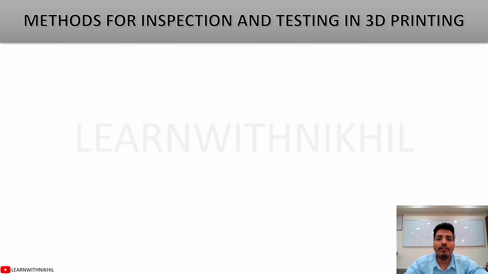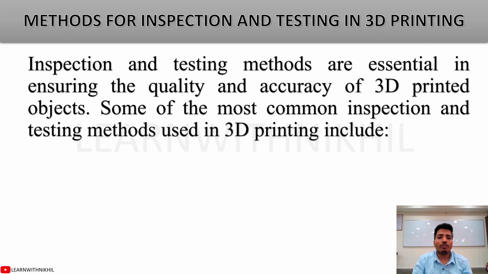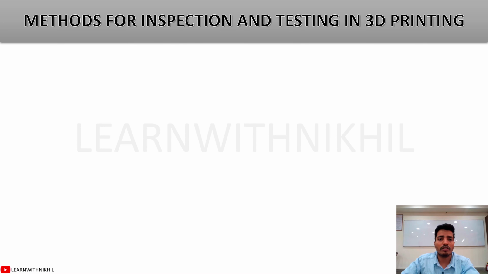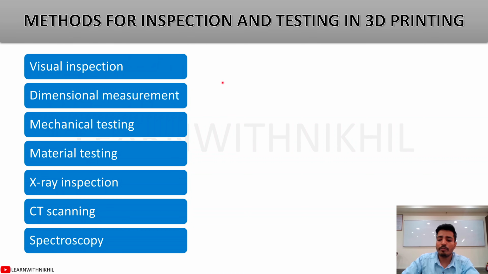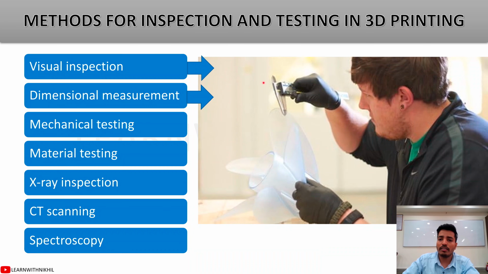Finally, we are going towards our object being ready. It is printed. Now we have to inspect and test. So there are different methods for inspection. The best is human eyes. Inspection and testing methods are essential for ensuring the quality and accuracy of the 3D print. Some of the most common inspection techniques, as I mentioned, the first one is the visual inspection. Visual inspection is the inspection which is done by the human eyes.